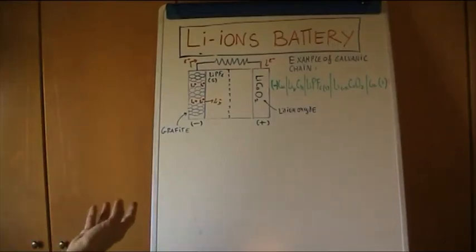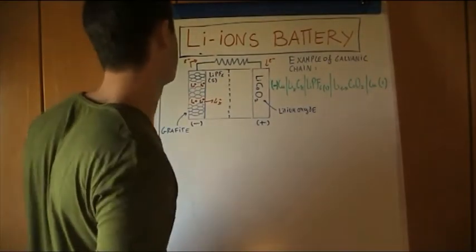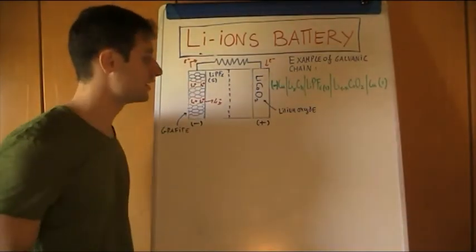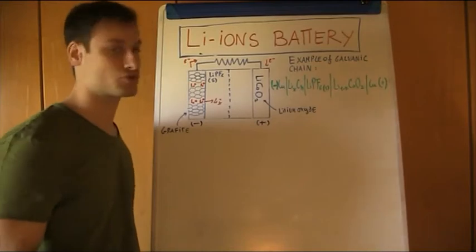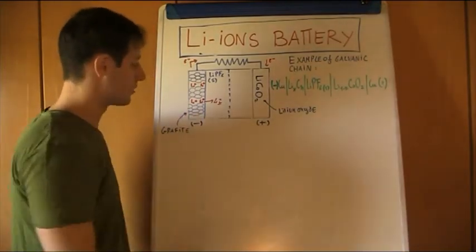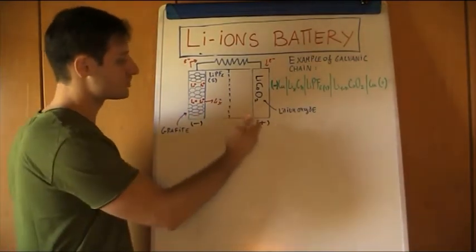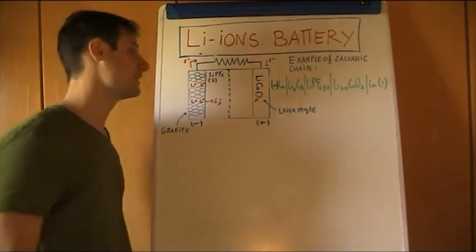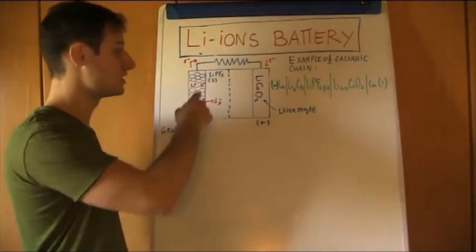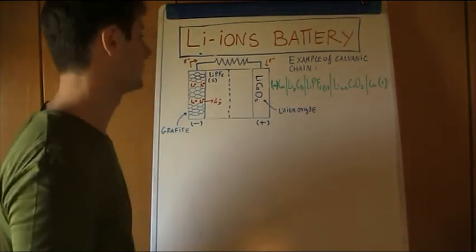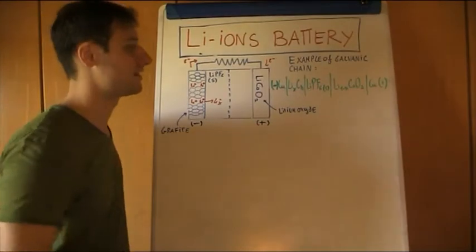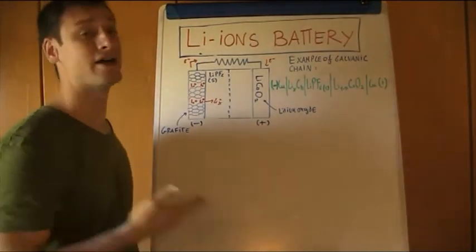So during the first part of this lesson about the lithium-ion battery, we have described the main advantages of these batteries and the main features: the composition of the negative electrode, the composition of the positive electrode, and the composition of the electrolyte in terms of salt used and in terms of organic solvent, no protic solvent. So this is a classical example of a galvanic chain concerning a lithium-ion battery.